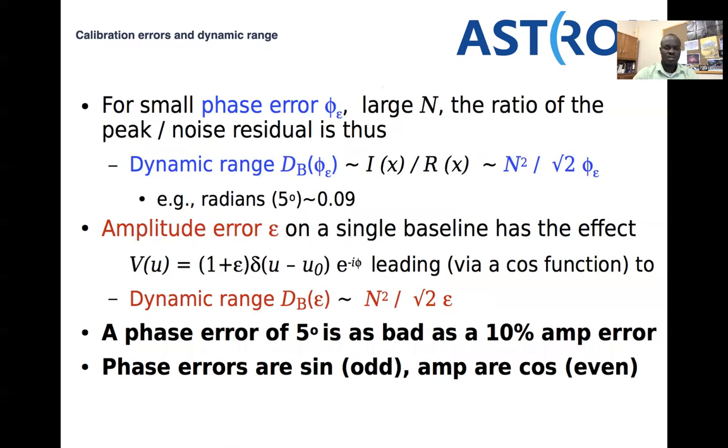So a 5-degree error will give you, which is 0.009 radians, right? Okay. So amplitude error on a single baseline has the effect given by this equation, which leads to a dynamic range of this error, which is similar to what has been given here.